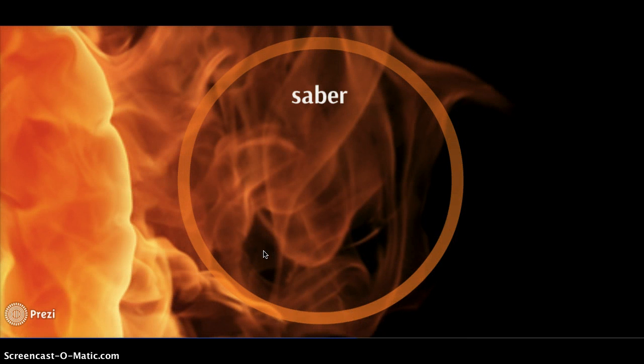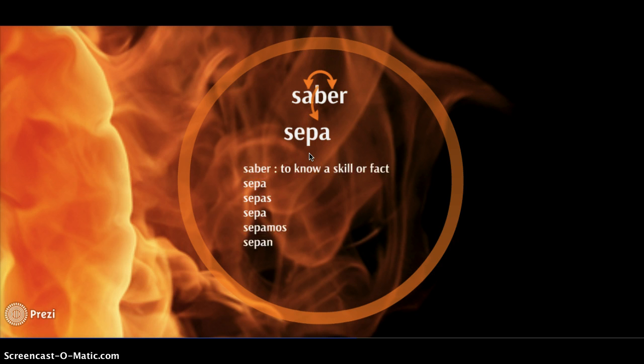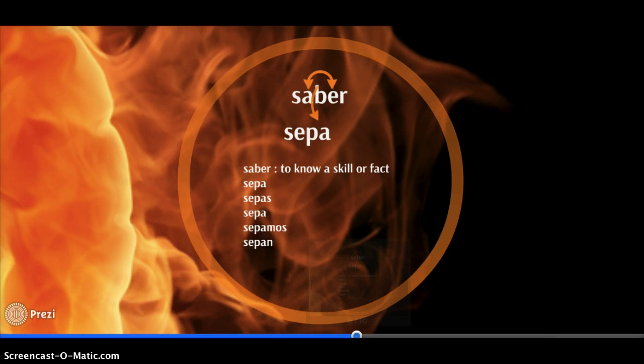Saber, it means to know a skill or a fact. Now this one's even crazier. It's completely scrambled. The A will switch with the E, the B will flip upside down, and you end up with sepa. See all the switching? E used to be over here, A used to be over there, the B is now upside down. See? It turned into a P. So this is the rest of the conjugation. Saber, to know a skill or a fact. Que yo sepa, que tú sepas, que él sepa, que nosotros sepamos, que ellos sepan.